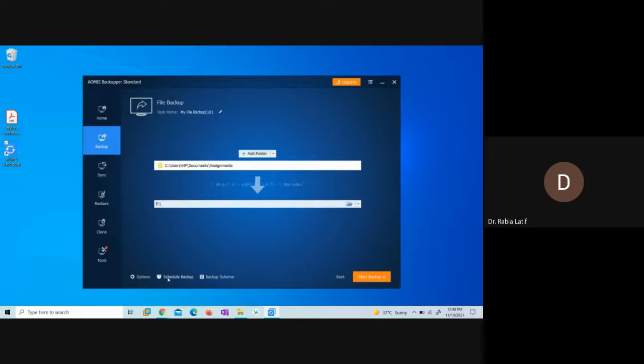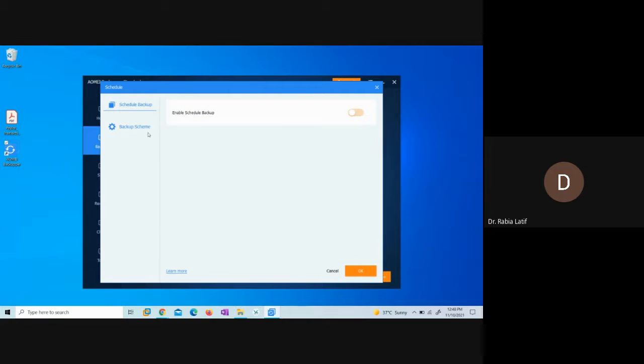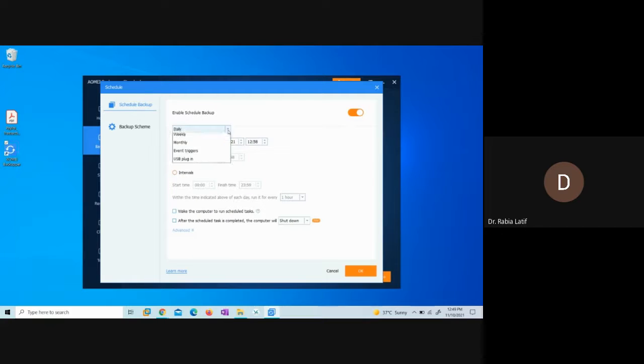We have another option, schedule backup. If you want to schedule backup regularly, instead of doing these backup settings again and again and manually taking the backup again and again, it's better to schedule the backup. You can run it on a daily, weekly, or monthly basis. On a daily basis, it runs every night, for example, at 11 p.m. So it will take the automatic backup of that day at 11 at night. This is a very good option.